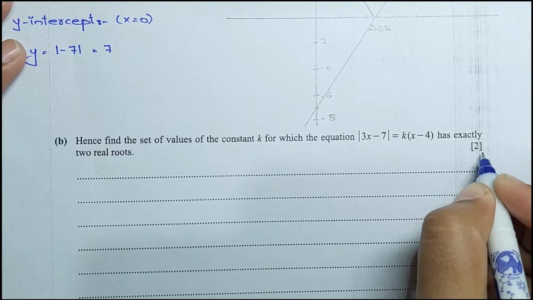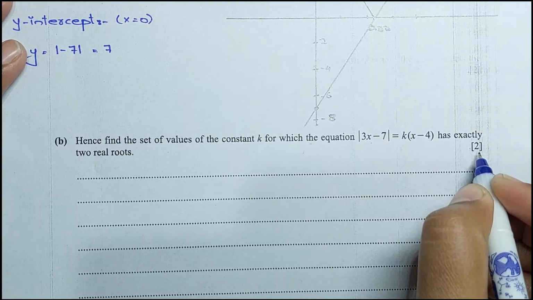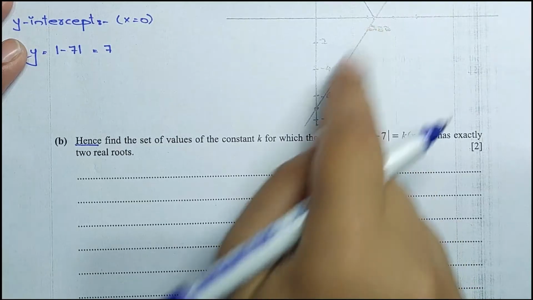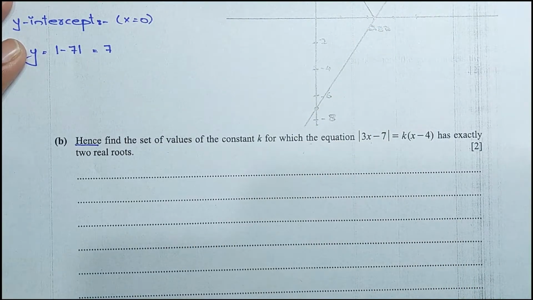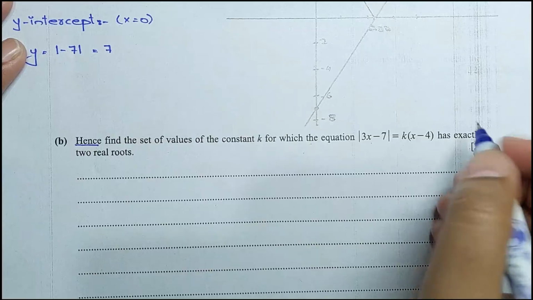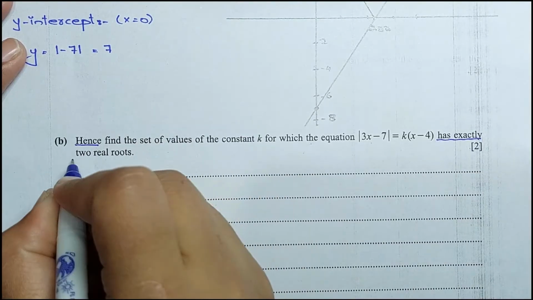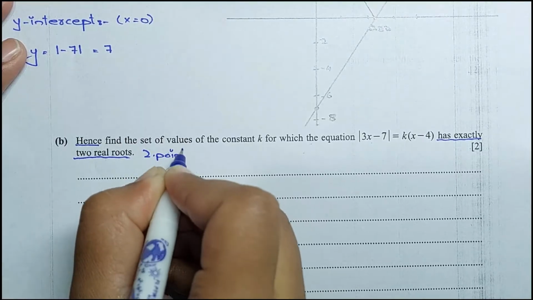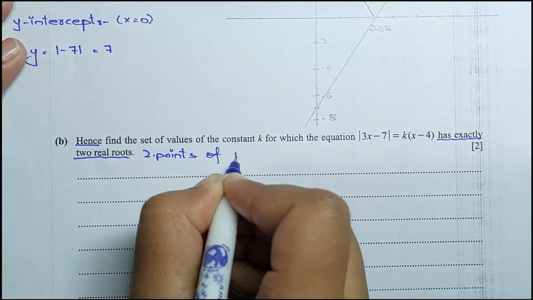Okay, it is just a 2 marks question, so we are not solving it algebraically. Hence, we have to use the A part for solving the B. It has 2 real roots. What does 2 real roots mean? 2 real roots means 2 points of intersection.